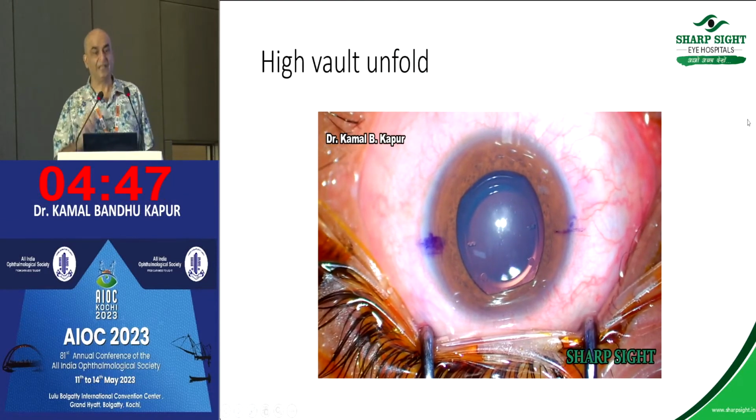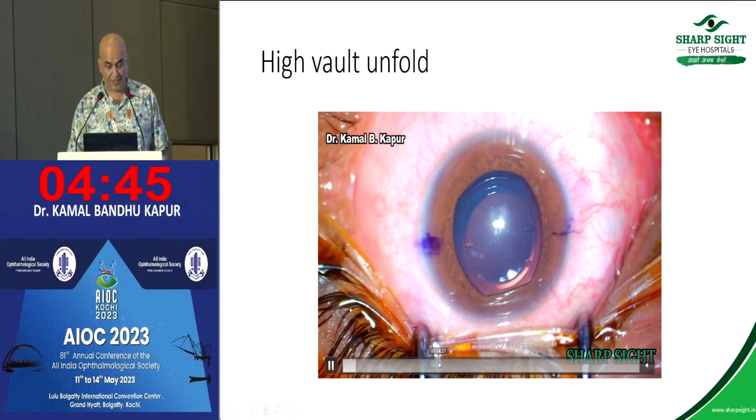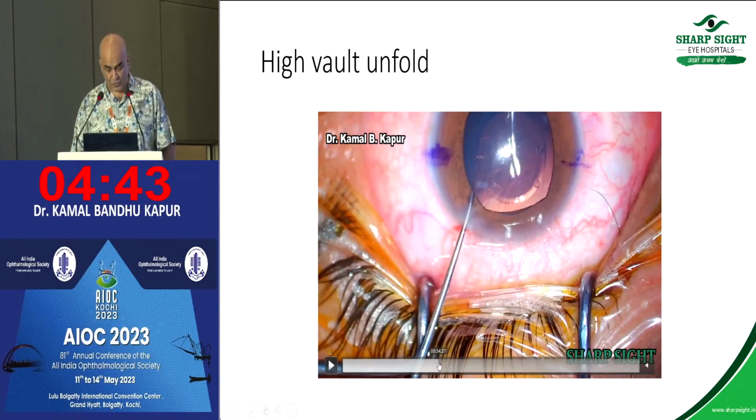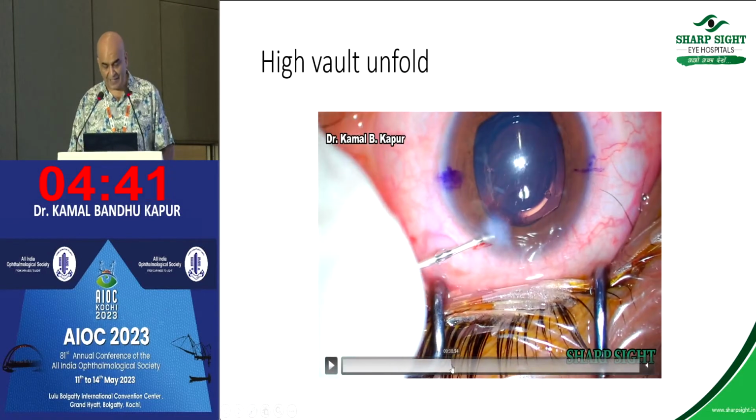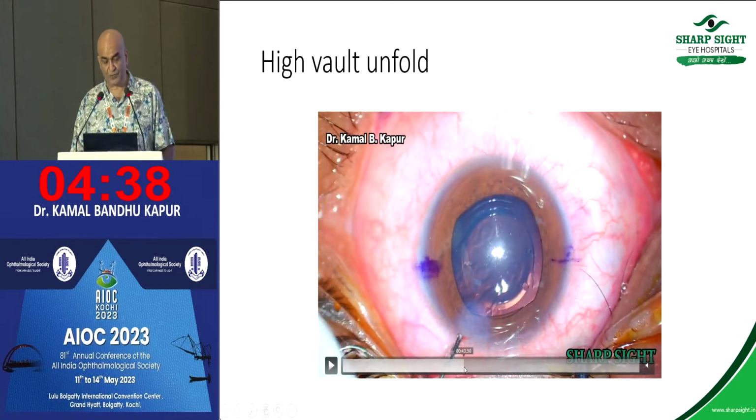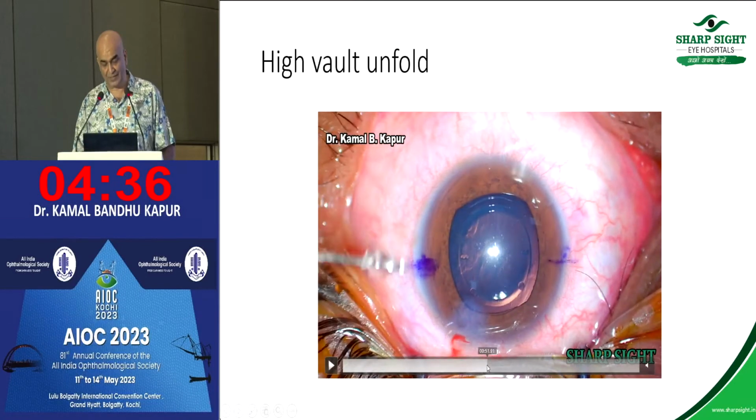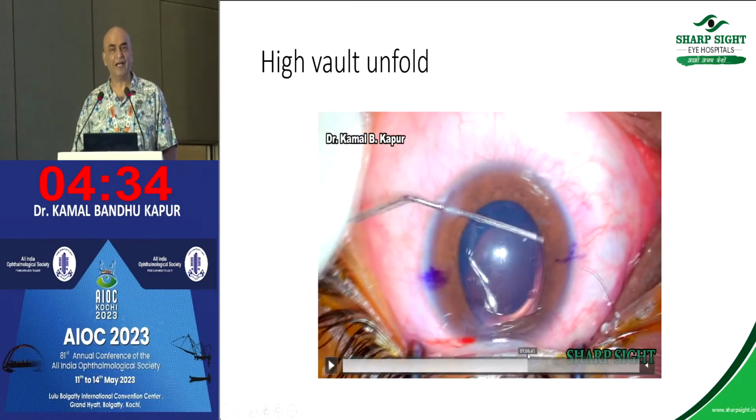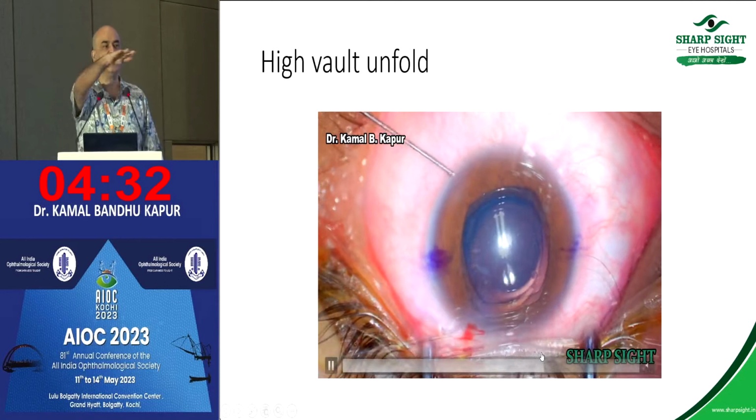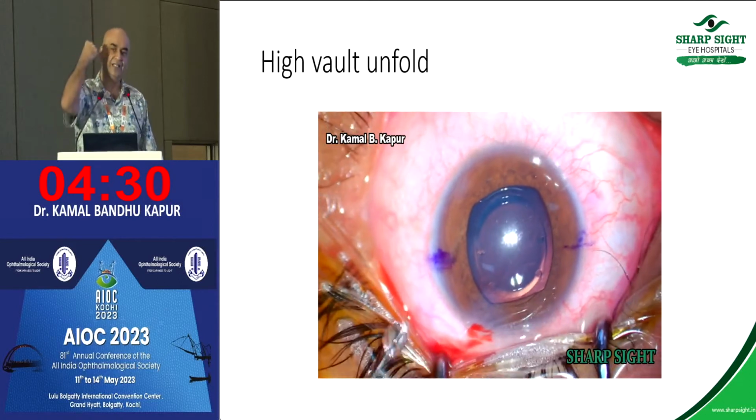Now this is one case where one of the haptics has not folded out completely. I'll fast forward. So in this particular case, I put slight amount of meiotic, I put some viscoelastic on the top, and then I push it in the center. But before I do that, I make sure I rotate the lens 10-15 degrees each side. So that thing unfolds.